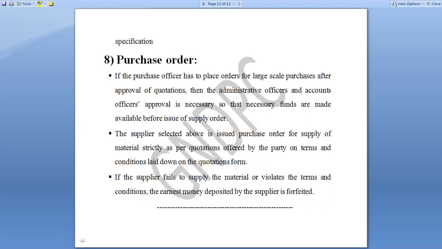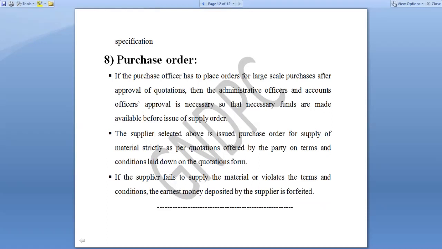And the last one is purchase order. Now, when the purchase officer has to place orders for, say, large scale purchases after the approval of quotations, then the administrative officers' and the account officers' approval is necessary, so that necessary funds are made available or generated before the issue of supply order. The supplier selected above is issued a purchase order for supply of the material strictly as per the quotation offered by the party, on the given terms and conditions that are laid down on the quotation form.